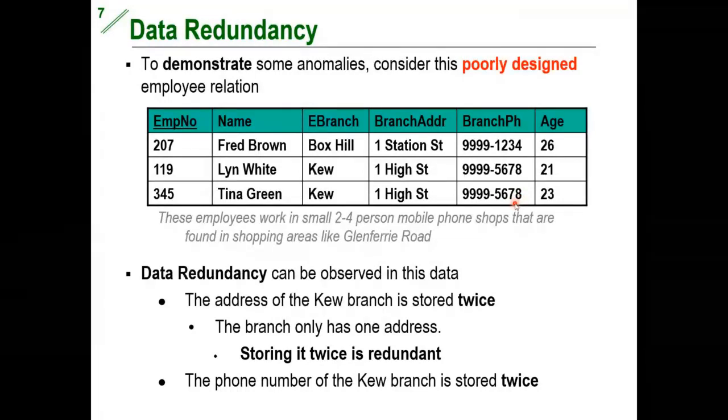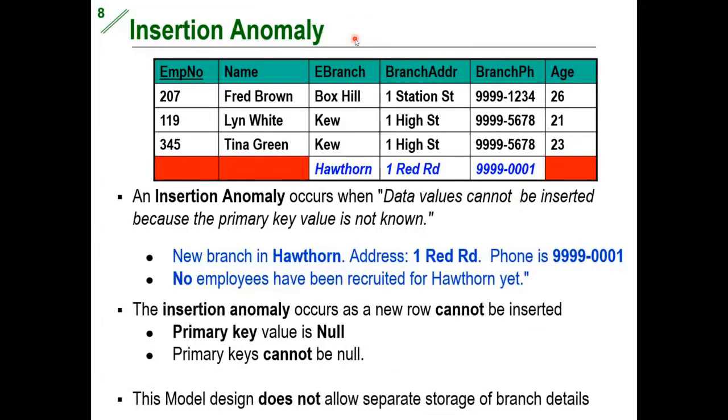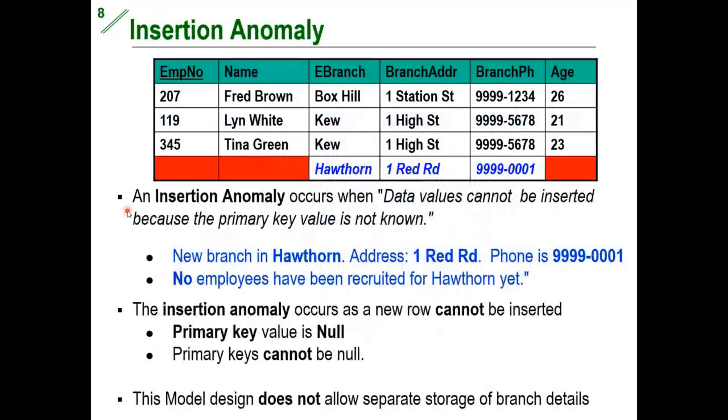This will lead to some sort of anomalies, right? So let's go through these anomalies, and let's start with the first anomaly, the insertion anomaly. By the way, when you create a table, you always need to create a primary key, or identifier. For this table, they have identified employee number as the identifier because it uniquely identifies each row in this table. Now let's go through the insertion anomaly.